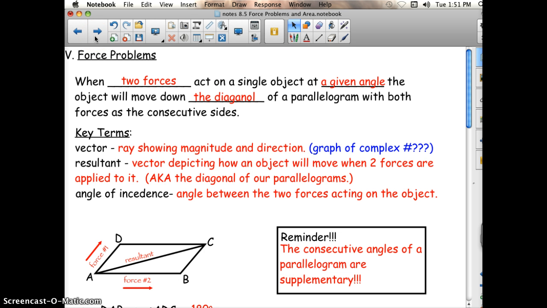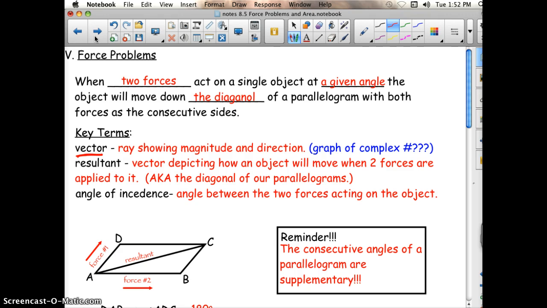Okay. Two forces act on a single object. At a given angle, the object will move down the diagonal of a parallelogram with both forces as the consecutive sides. So these forces here are vectors, okay? And a vector is a ray showing magnitude and direction. So that's which way it's going and how long the ray is. Remember, graph of complex numbers, those are vectors.